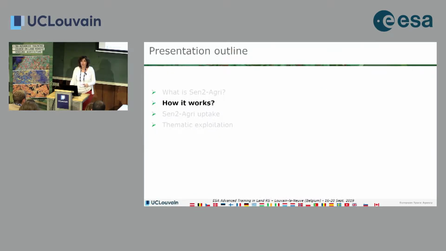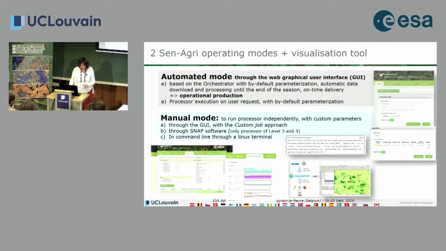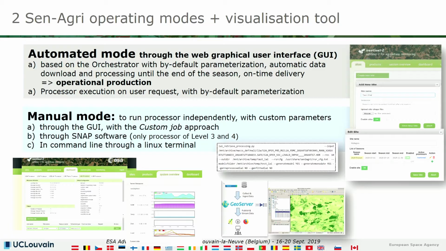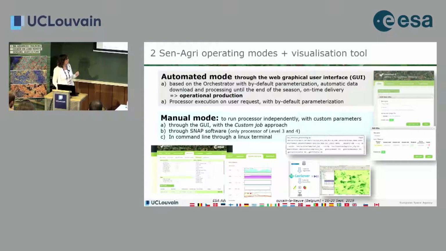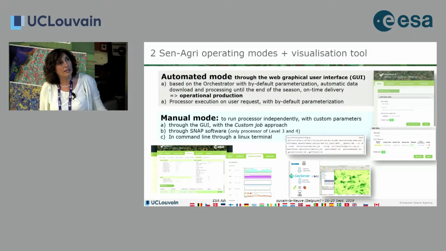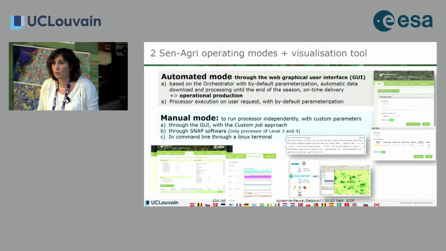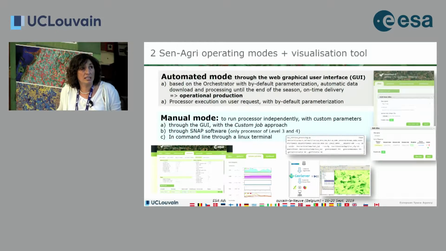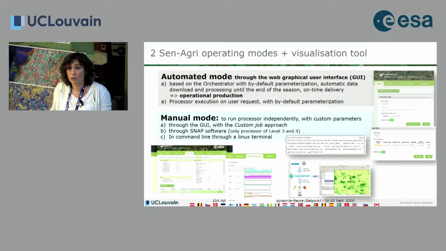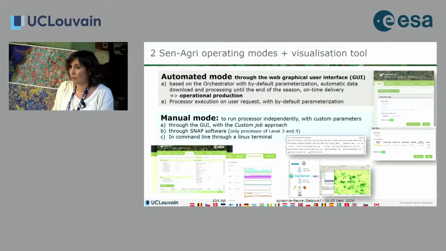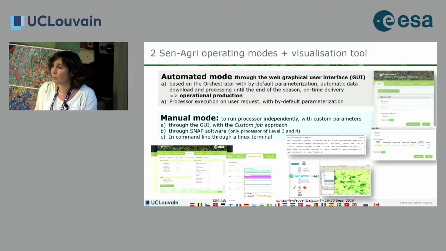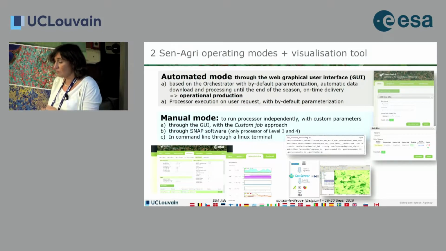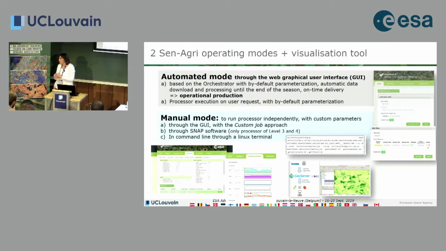Then how it works. Sen2Agri can be operated in 2 different modes. The first mode is what we call the automated mode. You have seen during the practical that you can operate Sen2Agri through a graphical user interface. And using that, you can do it really automatically during the season. Before the season, you parameterize the system with your site, the period you want to monitor, and then you select the processor you are interested in. If you don't need the composite, you can just discard it, for instance.